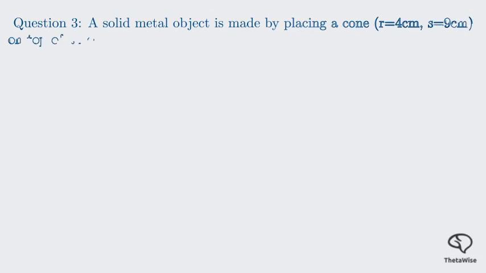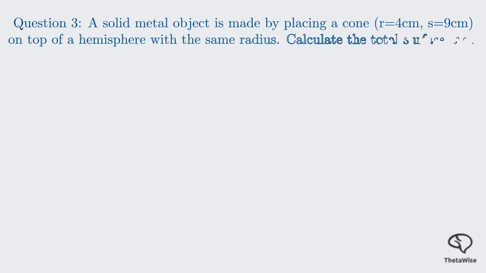Question 3. A solid metal object is made by placing a cone with radius 4 centimeters and slant height 9 centimeters on top of a hemisphere with the same radius. Calculate the total surface area of the resulting solid. Pause the video to solve.